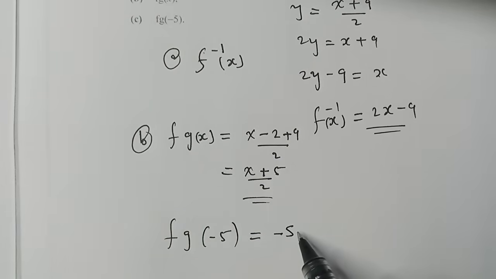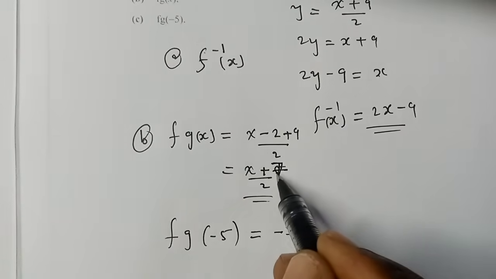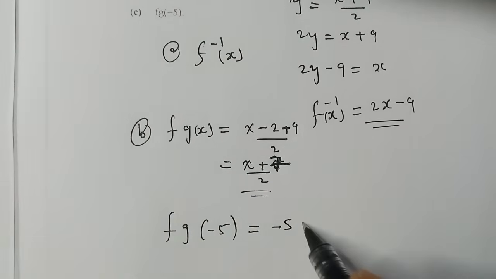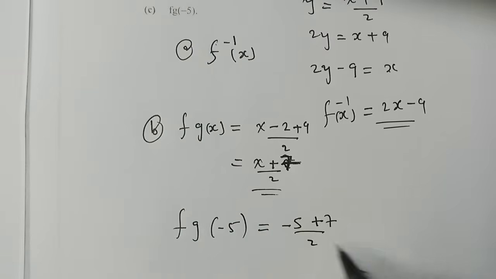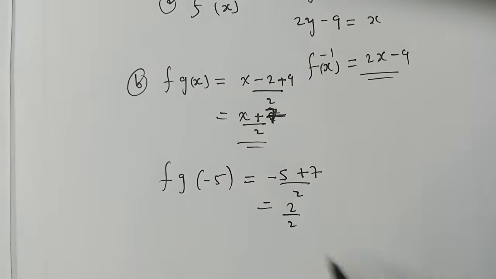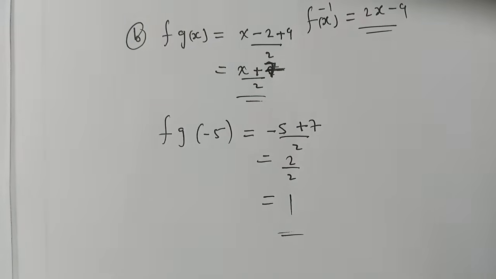Oh, did I write 5 here? No, here it is 7. This is supposed to be 7. Good. Negative 5 plus 7 over 2. And when we solve nicely, we'll get something like this, which is equal to 1. So that's it. We go to the next question.